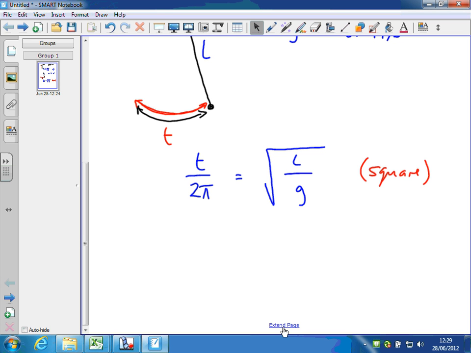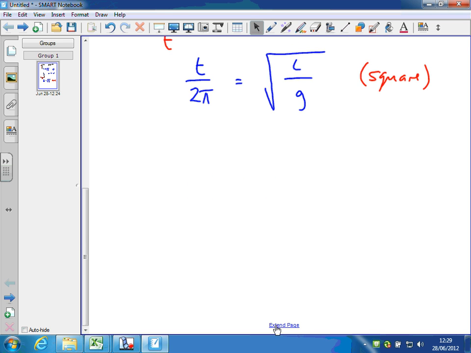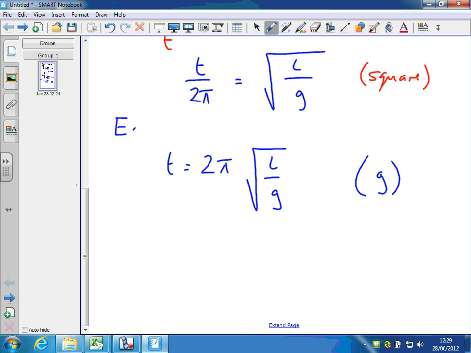Now the extension activity is to try and rearrange this formula for G, and then once you've done that, if you'd like to have a go at that little extension exercise, you could try and verify that G equals about 9.81. So rearrange this formula: T equals 2 pi root L over G. Rearrange for G. So this is a little extension activity. I'll put the solution below for G, and then you could see if you can get that answer.